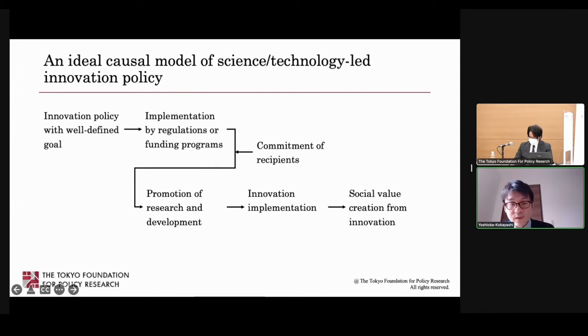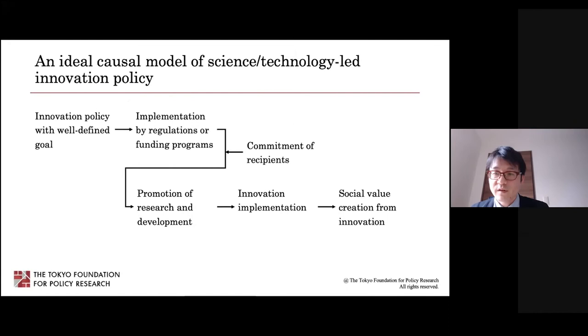Okay, so this is a very ideal causal model of innovation policy. Once we have a well-defined goal in the policy, then we will prepare several policy options to implement the innovation policy, including regulations and funding, like government subsidies and tax reductions. And as long as these policy options work effectively, then they promote research and development activities. But the point is how we can realize an effective policy option. In this sense, usually the commitment of funding recipients or interest groups is essential.